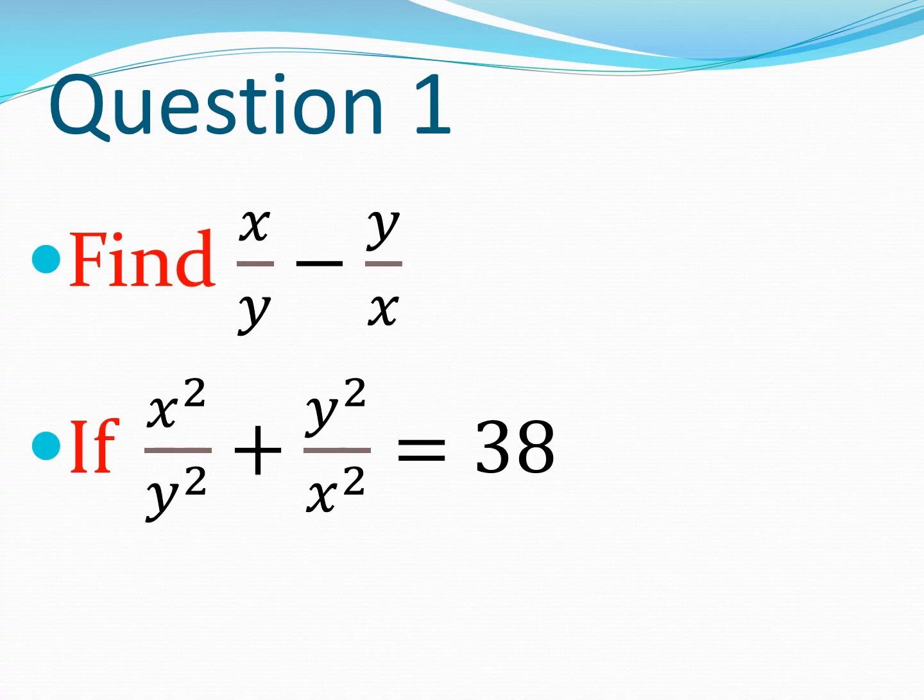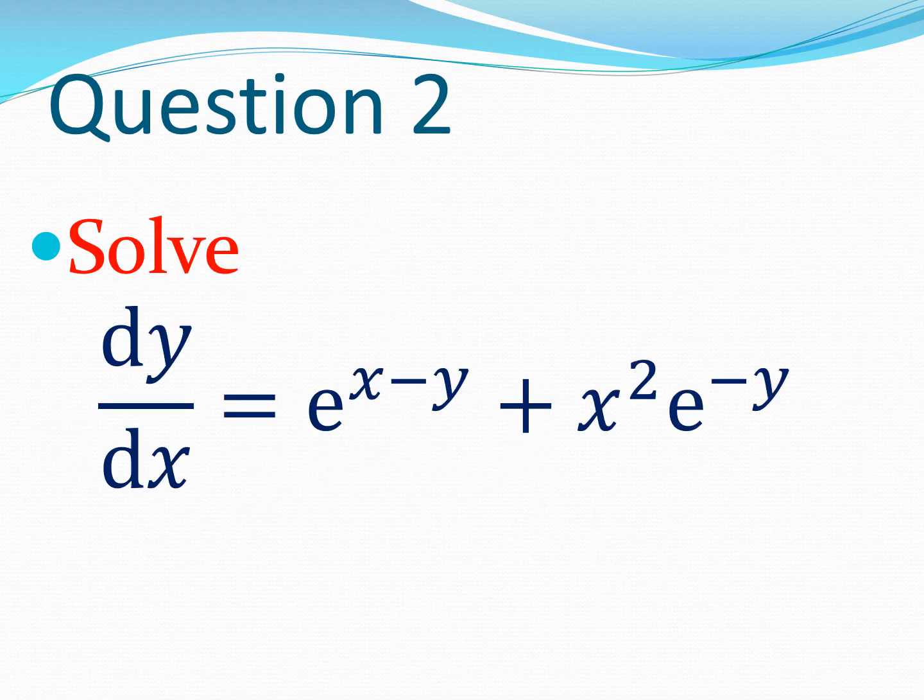Ganguly. So the first question tells you to find x by y minus y by x, and you have been given the fact that x squared by y squared plus y squared by x squared equals 38. Question number 2 asks you to solve a simple differential equation. You do not actually need to know anything about differential equations to solve this. You can do this if you know calculus and integration.